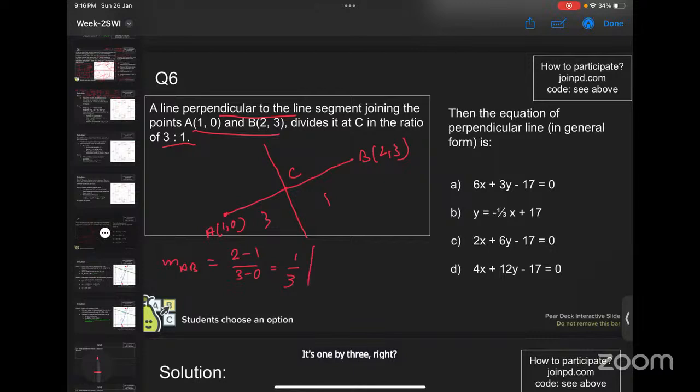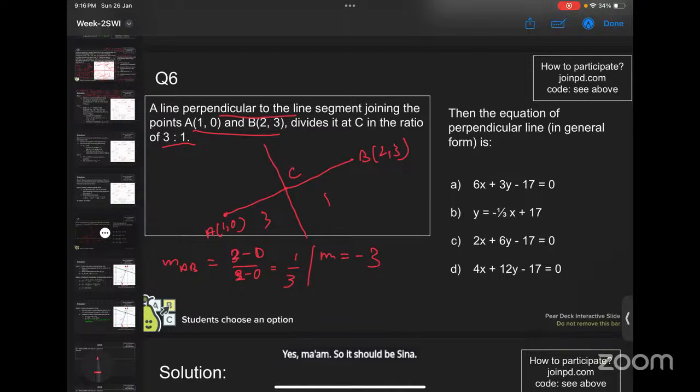So the slope of the required line will be -3, if I'm not wrong. Ma'am, the slope should be 3 minus 0 upon 2 minus 1. It should be y2 minus y1 by x2 minus x1, right? Yes, ma'am. So it should be 3.